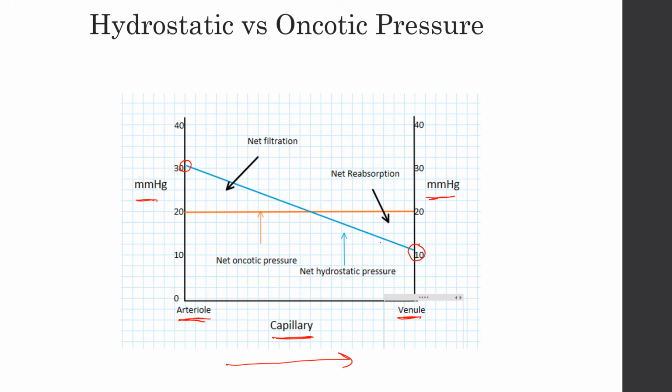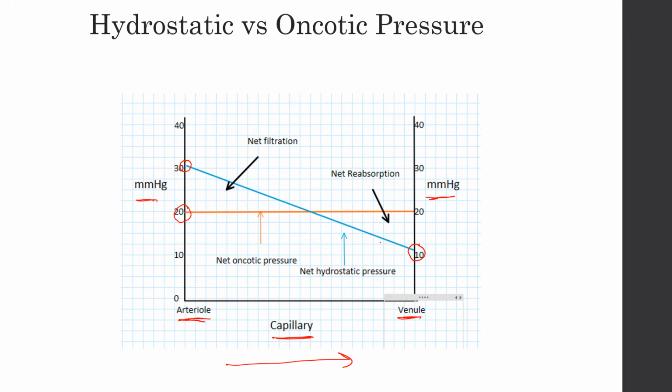Now, the orange line here represents the net oncotic pressure. On the arterial side, the average is 20. How did I get that? Well, if you recall, inside the capillary the oncotic pressure was 28 millimeters of mercury. In the interstitial space, the oncotic pressure was 8 millimeters of mercury. I subtracted one from the other since they're opposing forces: the proteins pulling from the interstitial space and the proteins pulling into the vascular space. So I subtracted one from the other, and you get 20.